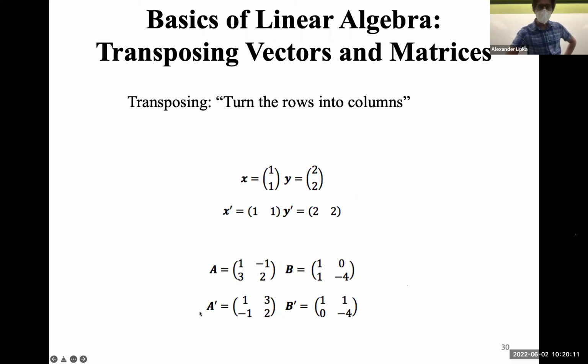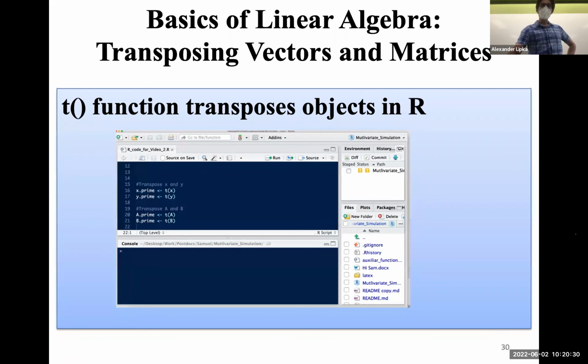Then I'm going to highlight matrix A. So we're turning the rows into columns. The first row of A is 1, -1. The first column of A prime is 1, -1. And then the second row is 3, 2. The second column is 3, 2. So this is how you transpose vectors and matrices in R.